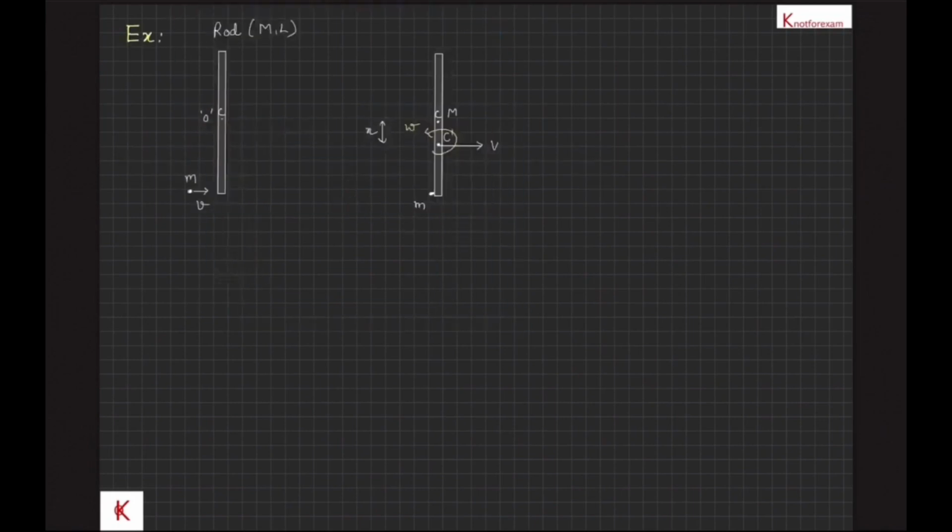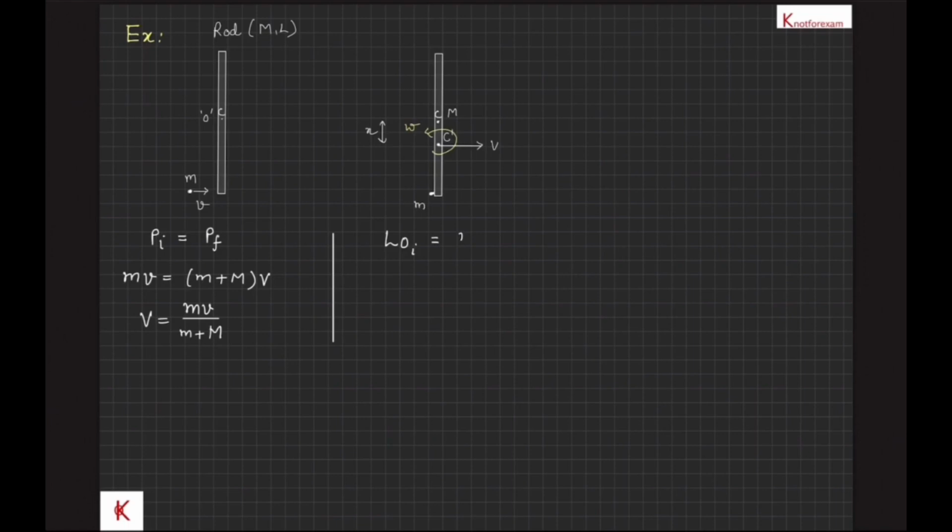Let's see another case of the above example. Let the particle stick to the rod after the collision. So what will be the angular velocity after the collision? Let velocity of center of mass of the combined system after the collision be V. Then mv equal to (M plus m) into V, or V equal to mv upon M plus m.